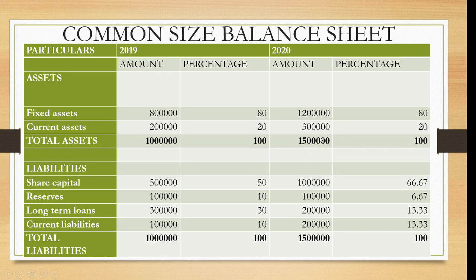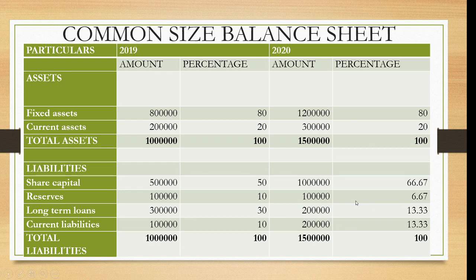Then we find out the other items. If the fixed asset is 12 lakh, 12 lakh divided by 15 lakhs into 100, that is 80%. 3 lakh divided by 15 lakhs into 100, that is 20%. Now coming to the liabilities, the share capital 10 lakhs divided by 15 lakhs, 15 lakhs is the total liabilities, into 100, that is 66.67. Reserves 1 lakh divided by 15 lakhs into 100, 6.67. Long-term loans 2 lakh divided by 15 lakhs into 100, 13.33%. Current liabilities 2 lakh divided by 15 lakhs into 100, 13.33%.